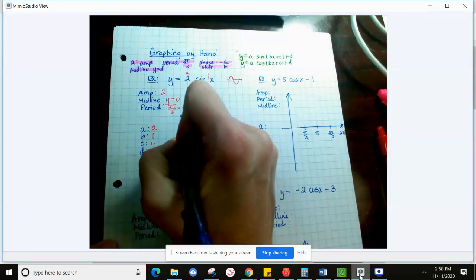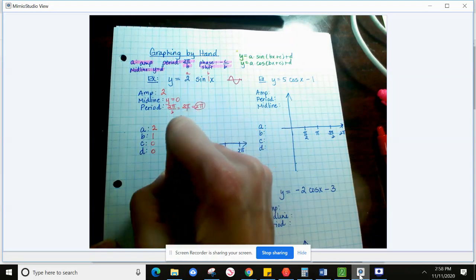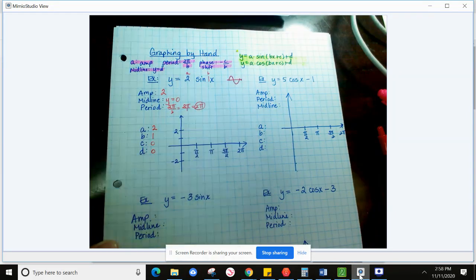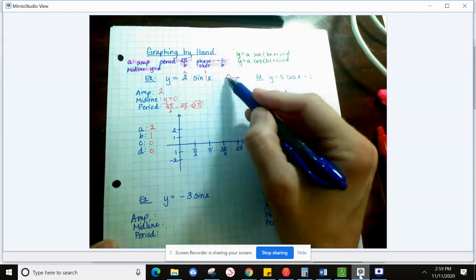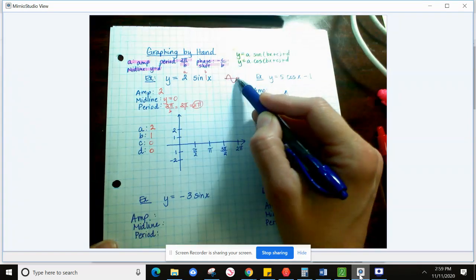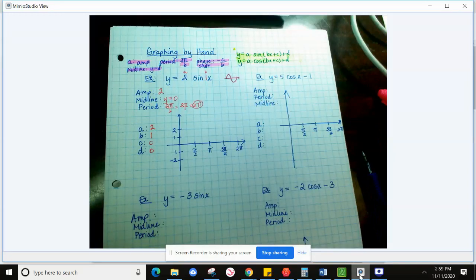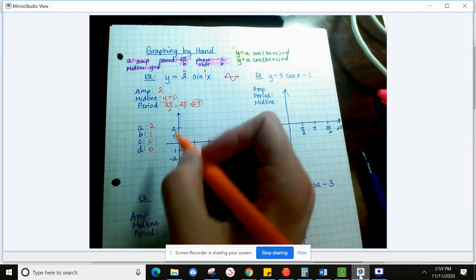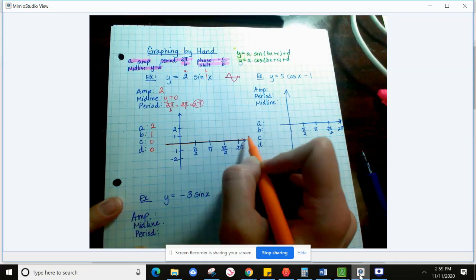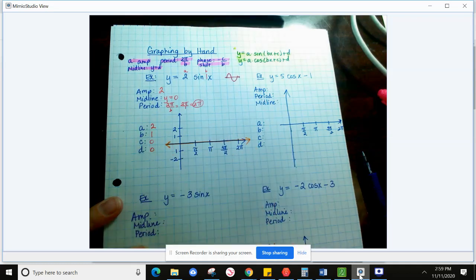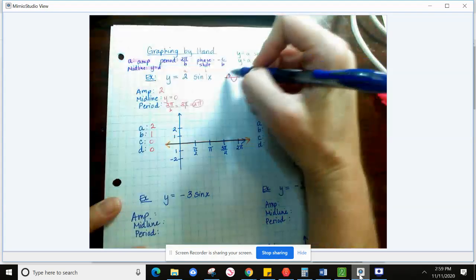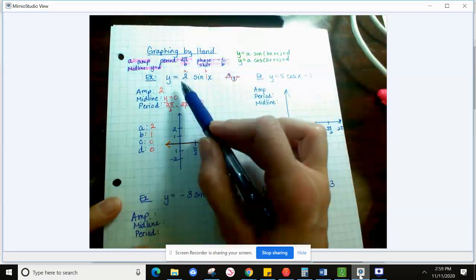So here are your y-axis coordinates that we're going to need. And like I said, sine starts on the midline and stops on the midline. So before we do too much, let's go ahead and draw our midline. It's at y equals 0. So I'm going to draw that here. According to the definition of an amplitude, the highest and lowest points of your graph must be 2 units from the midline if the amplitude is 2.